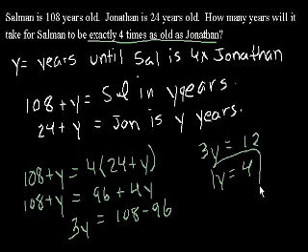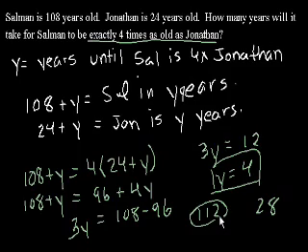So our algebra has told us that in 4 years, Salman is going to be exactly 4 times as old as Jonathan. Let's see if that's true. Well, if Salman is 108 right now, in 4 years, he's going to be 112. And if Jonathan is 24 right now, in 4 years, he's going to be 28. And let's see, 28 times 4 is 80 plus 32. Yep, exactly. It'll be 112. So it looks like that problem worked. Excellent. Let's do another one.